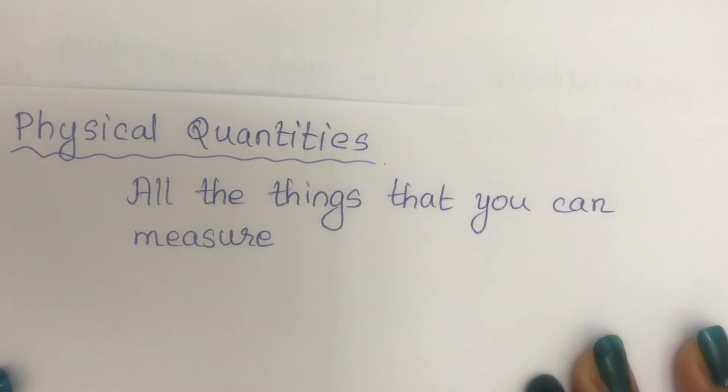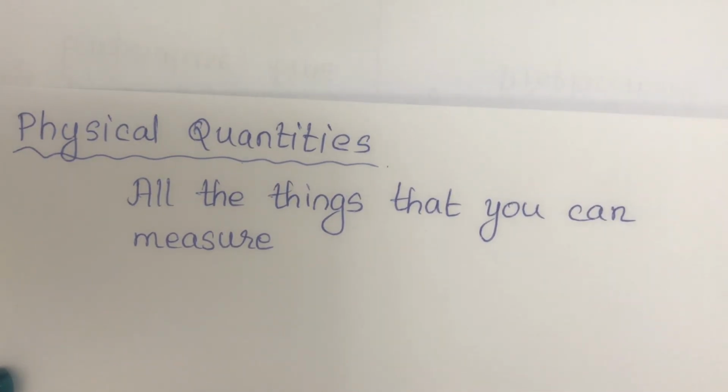The first thing is physical quantities. So what are physical quantities? Physical quantities are all the things that you can measure. That is, in physics, whatever things you can measure, we call it a physical quantity. For example, the weight of a person, the length of a road, the speed of a car. Other examples are the radius of a circle. These all are physical quantities.